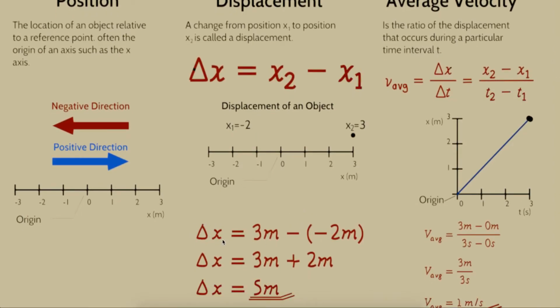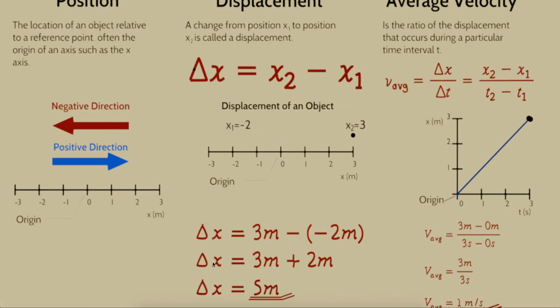Displacement, delta x, equals x2, right? Which is +3. Then we have this minus here. Then I open a parenthesis because x1 is -2, so I want to take into account this negative sign. And if we solve those two signs, we have a positive sign here.